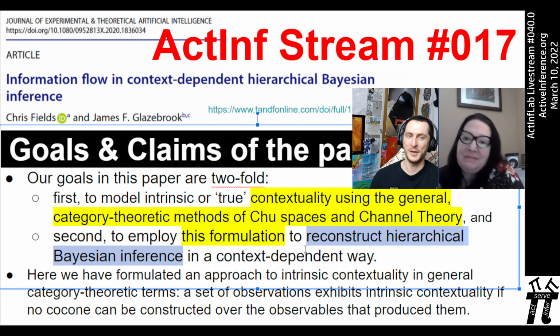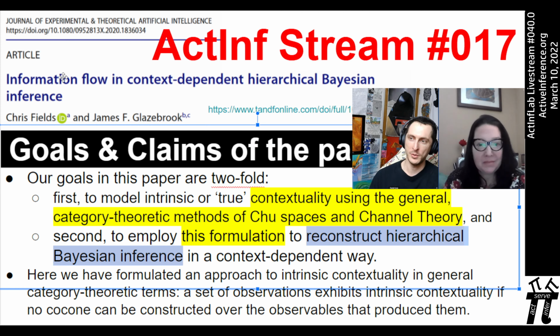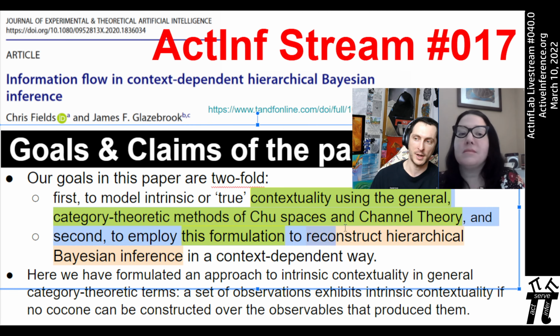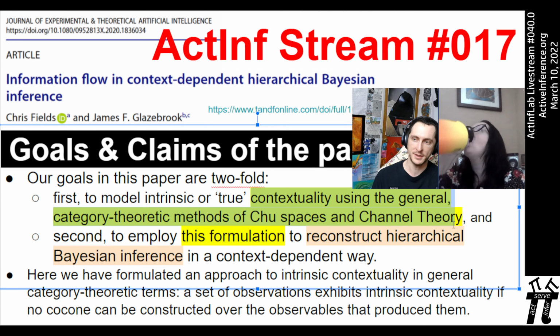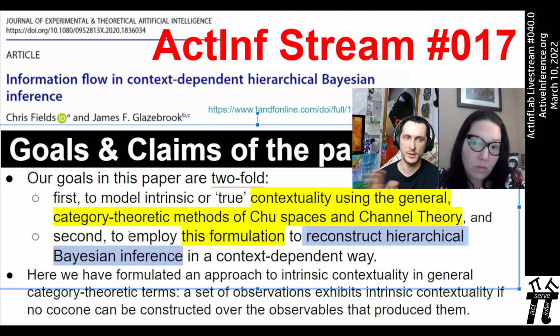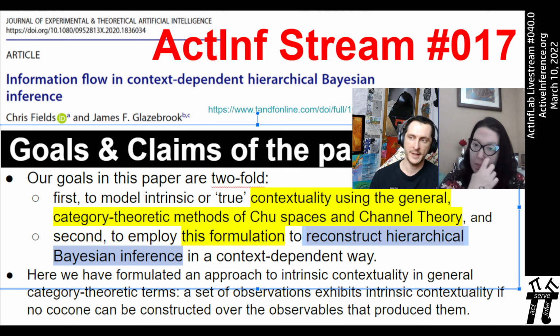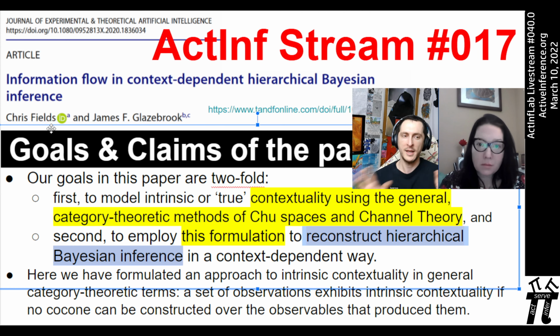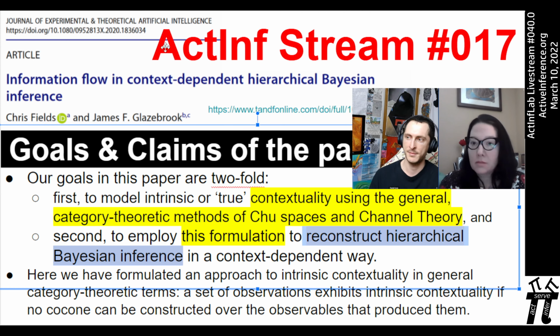Just one foreshadowing here. The two pieces that they claimed in this paper as their goals were to connect contextuality to category theory and choose spaces, and then connect that formulation to hierarchical Bayesian inference, more looking like the statistical models. And so this paper is building a category theory bridge with Bayesian graphs and statistics, and then that's probably going to hinge over to a few other areas.